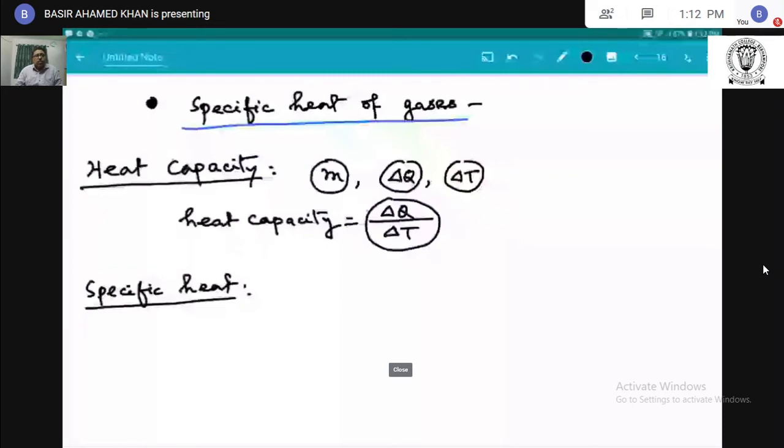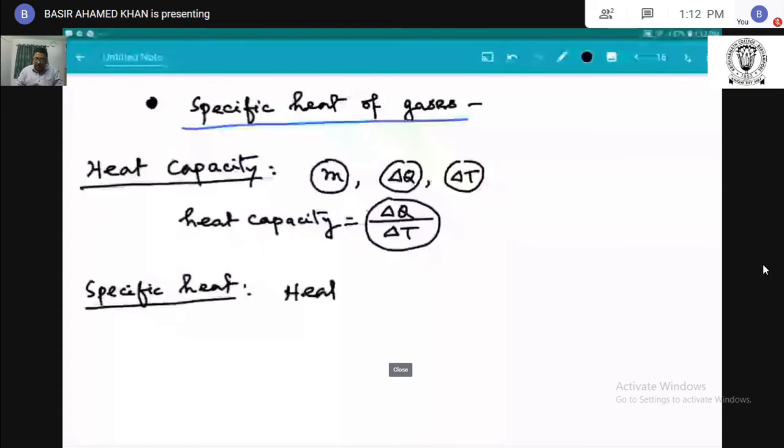I proceed just one step at a time. First of all, what is heat capacity? Heat capacity is delta Q by delta T. What is specific heat? Specific heat is the heat capacity per unit mass. That means heat capacity per unit mass is known as specific heat.